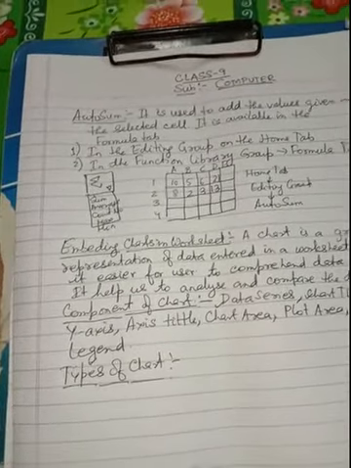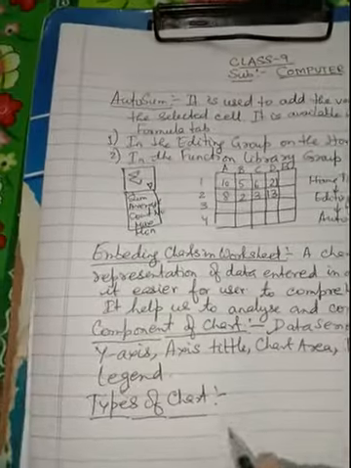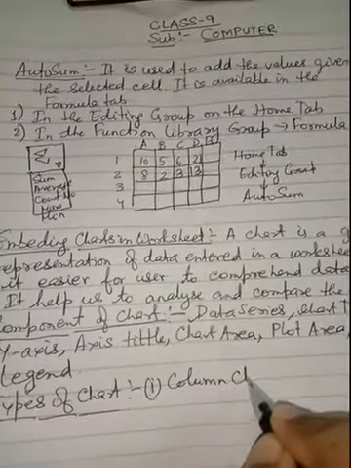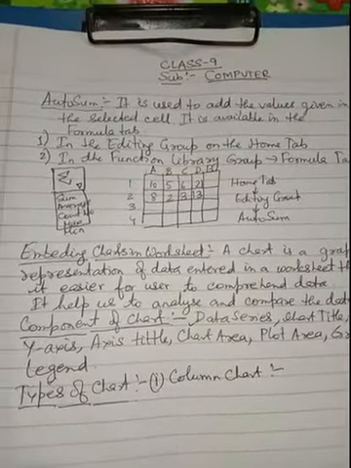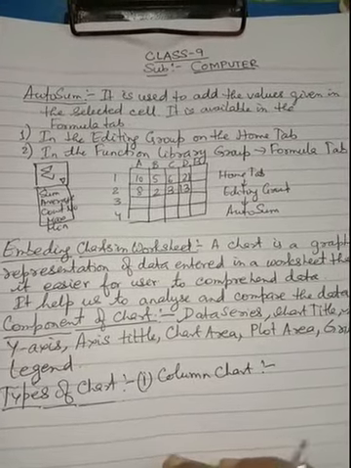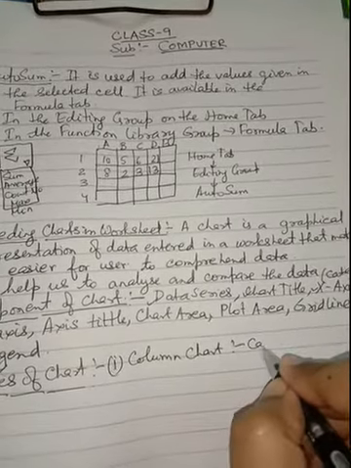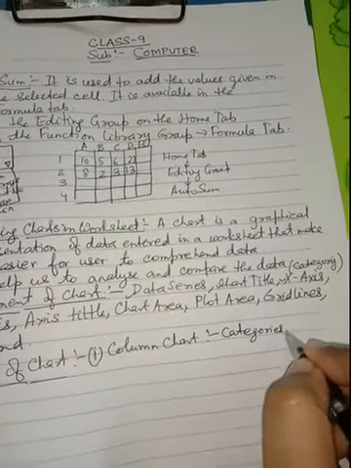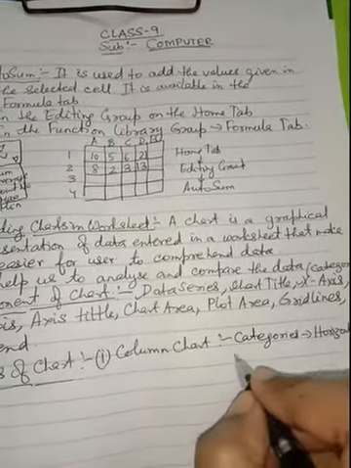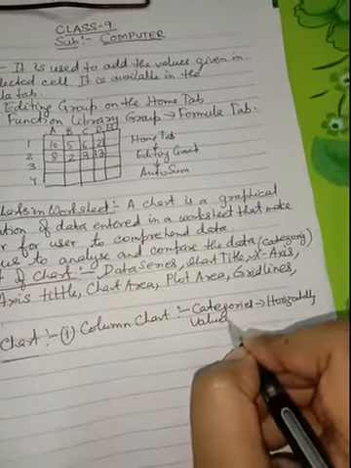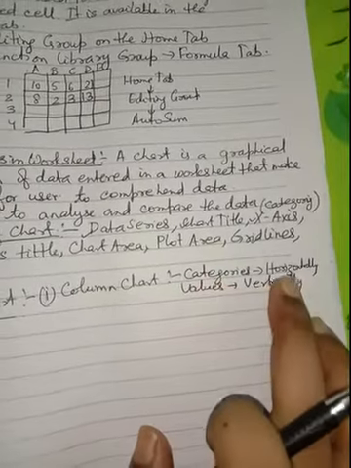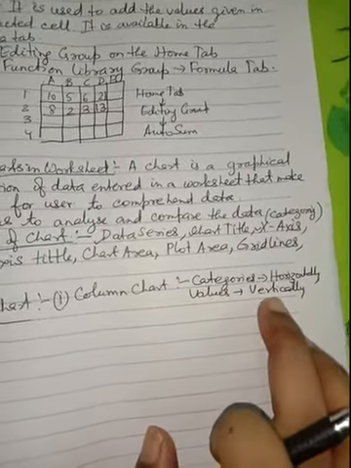Let us first start with the column chart. The first type of chart that we are going to discuss is the column chart. In a column chart, the categories are organized horizontally and the values are organized vertically. Remember, the categories are organized horizontally and the values are organized vertically.